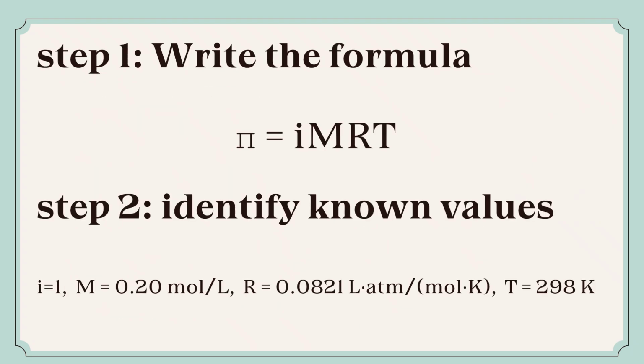So let's move on to the steps. Step 1 is write the formula: pi equals i times M times R times T. Step 2 is identify known values. The Van't Hoff factor i equals 1, M equals 0.20 mol per liter, R equals 0.0821 liter atmosphere per mol Kelvin, and T equals 298 Kelvin.